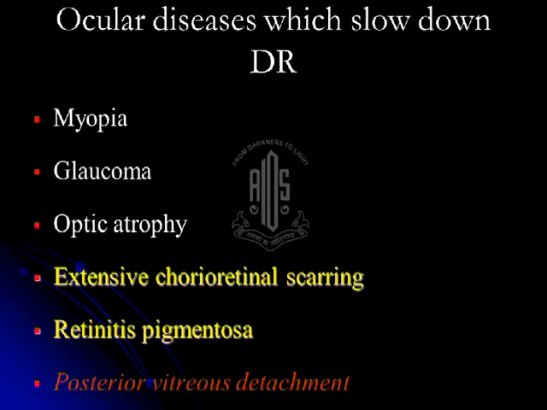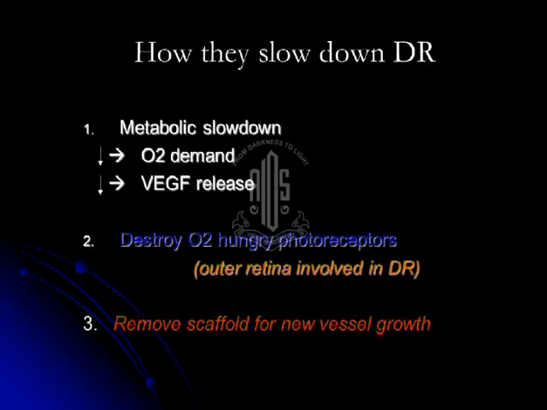So, ocular diseases, as I mentioned, can also affect diabetic retinopathy. These are some ocular diseases which retard or slow down the progress of diabetic retinopathy: myopia, glaucoma, optic atrophy, extensive choroidal scarring, retinitis pigmentosa, and posterior vitreous detachment. How do they do so? Myopia, glaucoma, and optic atrophy do so by decreasing the oxygen demand and decreasing the VEGF release. Extensive choroidal scarring and retinitis pigmentosa do so by destroying the oxygen-hungry photoreceptors. And PVD, posterior vitreous detachment, removes the scaffold for new vessel growth.